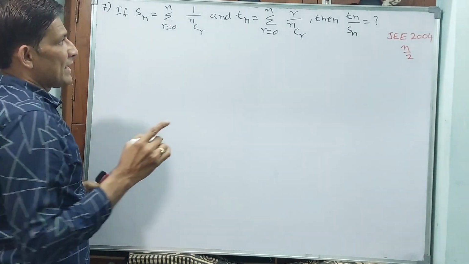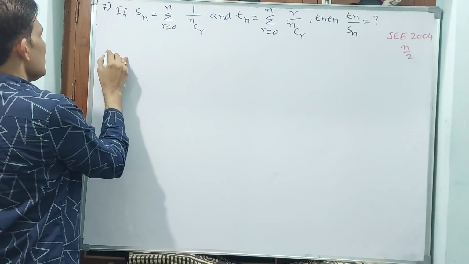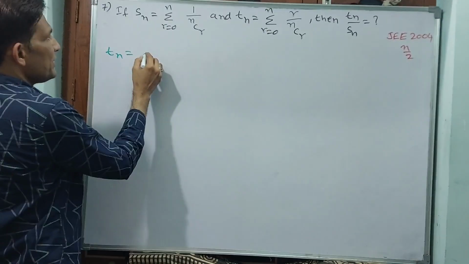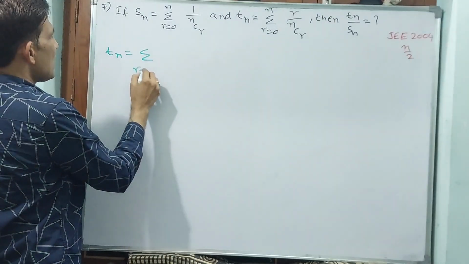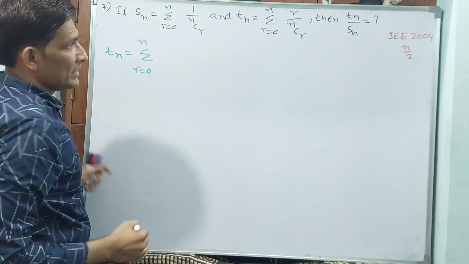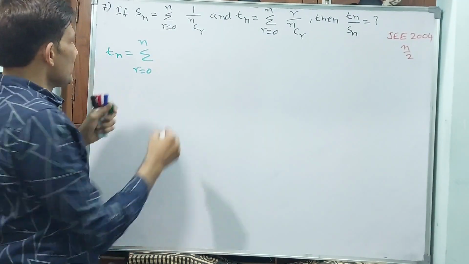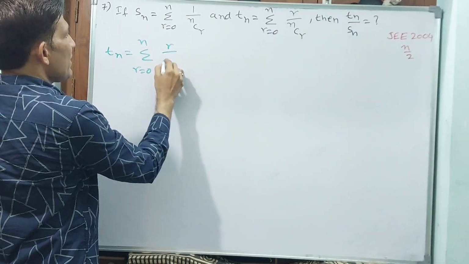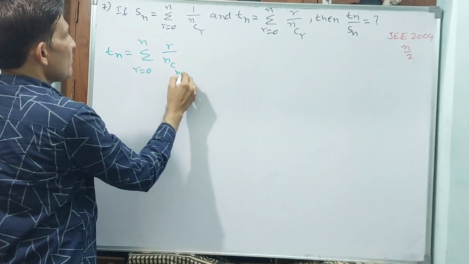Okay, see what I want to say. I am taking Tn only. Observe carefully, Tn only. Sigma r is equal to 0 to n also I am taking. Okay, see, this I shall write as r by nC(n minus r).